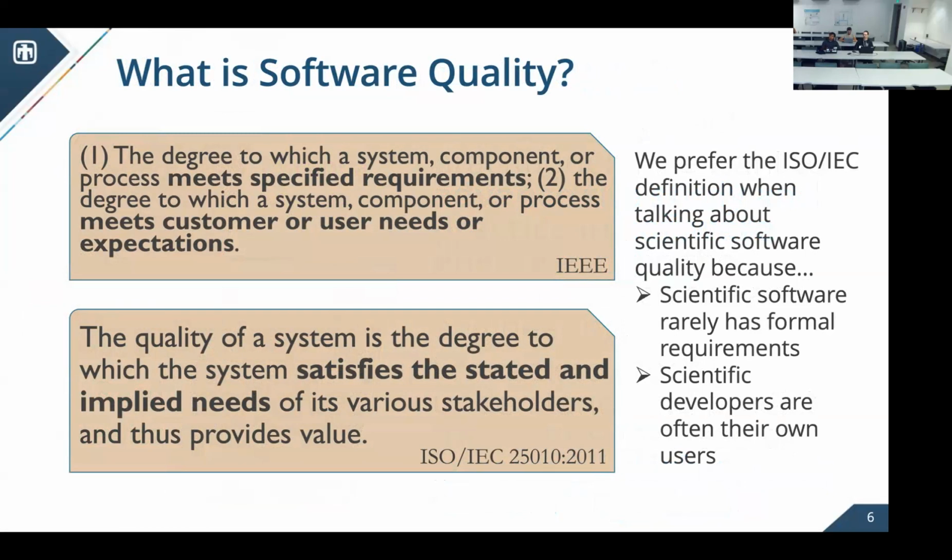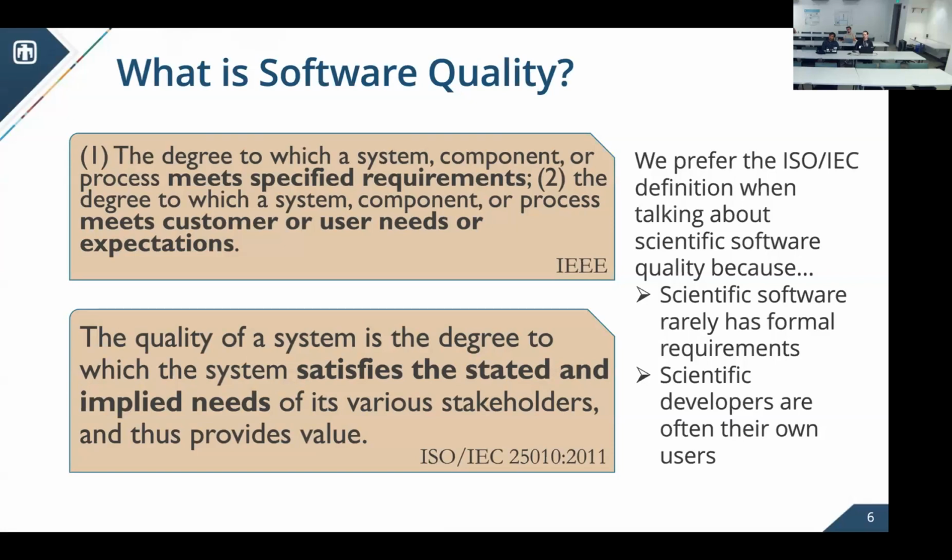And then there's the ISO IEC definition. That's the one we'll be using, and I'll explain why, which is just quality. The quality of a system is the degree to which that system can satisfy the stated and implied needs of all its various stakeholders, and thus provide value to those stakeholders. So when we talk about scientific software, Miranda and I prefer the ISO IEC definition of quality.